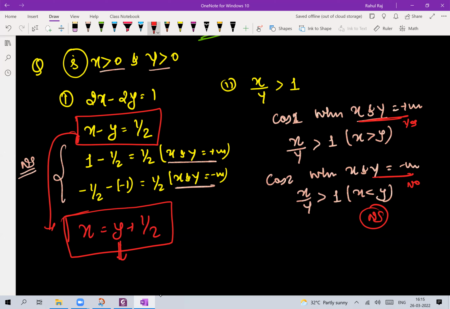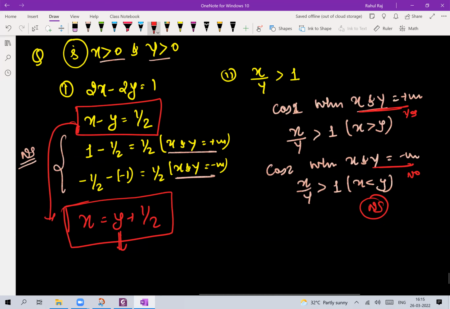1.5. You put Y is equal to 10. What is the value of X? 10.5. You put Y is equal to minus 1. What is the value of X? Minus half. So whatever value of Y you put in this equation, can I 100% for the fact say X is greater than Y? Yes. It does not matter to me at all. Whatever Y value you take, any positive value of Y, any negative value of Y, it does not matter. X is always greater than Y by half.